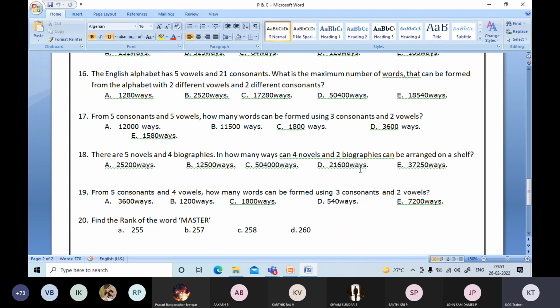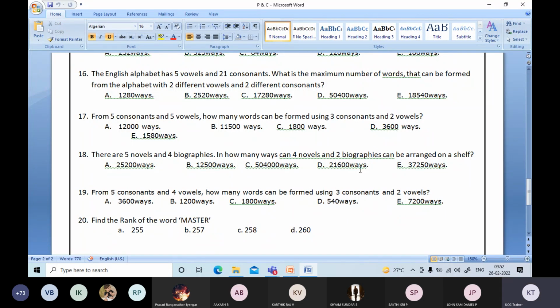Similarly, tell me question number 17. From 5 consonants and 5 vowels, how many words can be formed using 3 consonants and 2 vowels? 5C3 into 5C2 into 5 factorial, sir. 5C3 into 5C2 into 5 factorial. Cool, done.